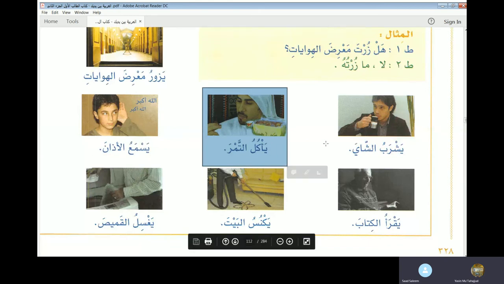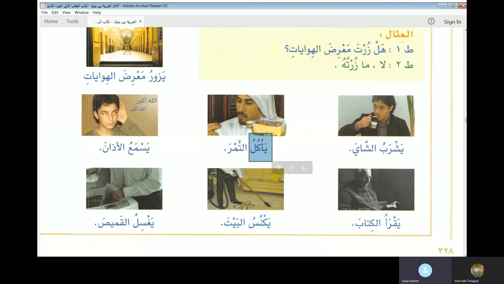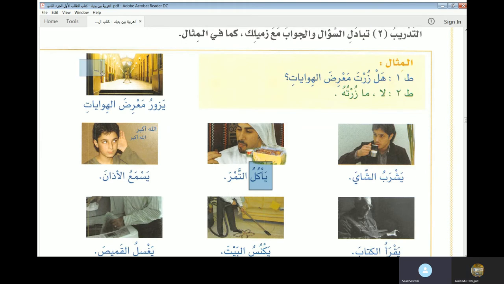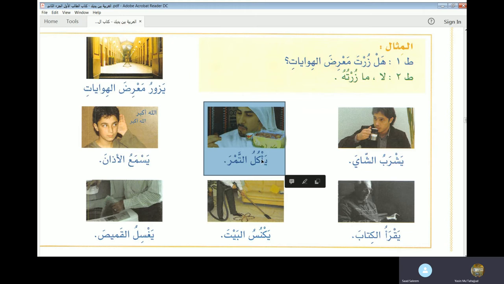هل يأكل التمر؟ Look, in every question you will change fil muzare into fil mazi. Look at the example first. In the example we have يزور معرض الهوايات. We change fil muzare into fil mazi. Yazuru becomes Zurta. Yazuru means he visits, Zurta, you visited. It is fil mazi. Yazuru is third person and Zurta is second person, according to the grammar.